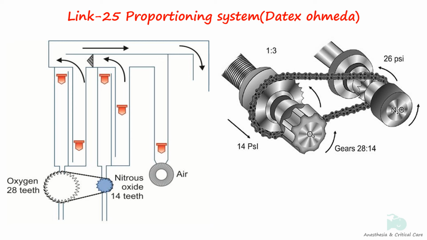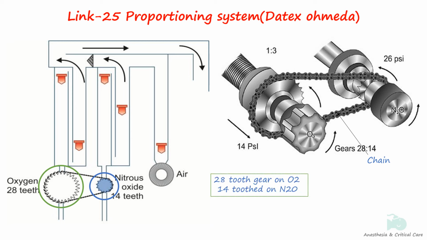The Link 25 system operates with two control knobs, one for nitrous oxide and the other for oxygen, connected by a chain. The nitrous oxide knob has a gear with 14 teeth, while the oxygen knob has a gear with 28 teeth. For every 2 turns of the nitrous oxide knob, the oxygen knob completes 1 rotation due to the gear size difference.